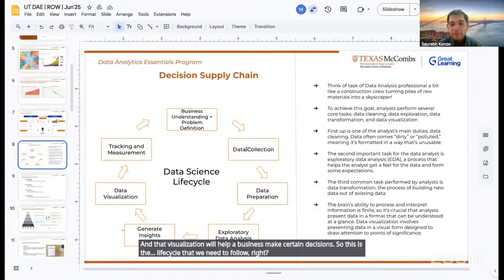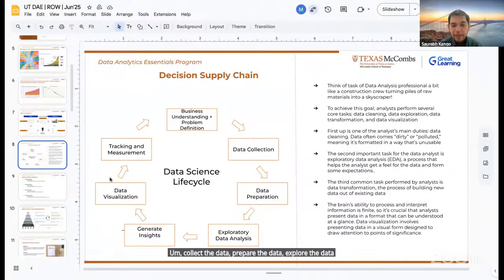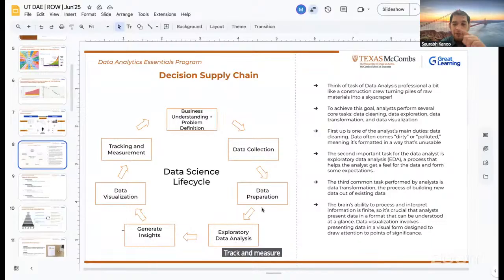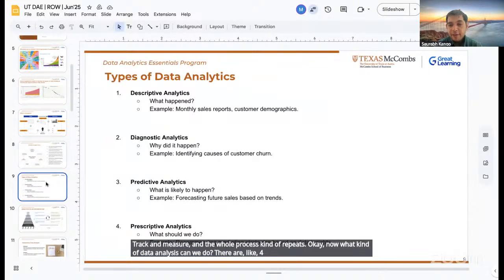Understand the business problem, collect the data, prepare the data, explore the data, generate the insight, present the insight using data visualization, track and measure, and the whole process kind of repeats. Okay, now what kind of data analysis can we do? There are like 4 kinds of data analysis that are available.